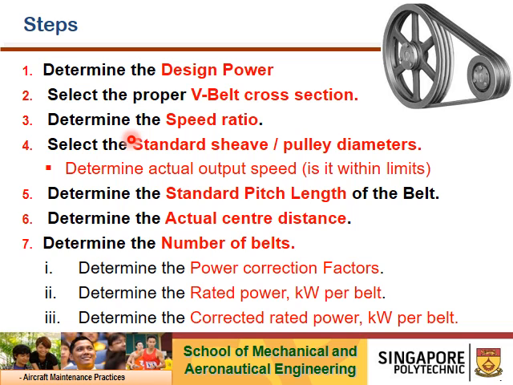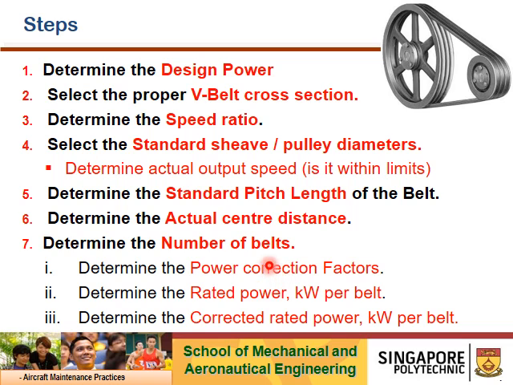After you have selected the pitch diameter, you determine the actual output speed. Then determine the standard pitch length of the belt. This is dictated by your actual center distance between the centers of the two pulleys. So the center distance will actually determine your standard pitch length of the belt, and vice versa. And then determine the number of belts.